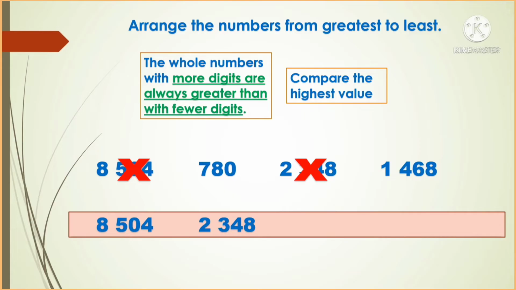Now, dahil ang bilang na 1,468 ay may 4 na digits, ito ngayon ang magiging kasunod na bilang. Kaya, i-cross out na natin ito. At ang panghuling bilang na may pinakamaliit sa lahat ay 780.